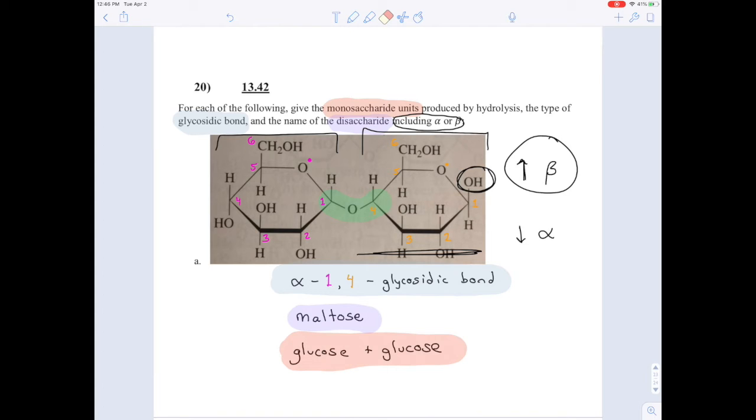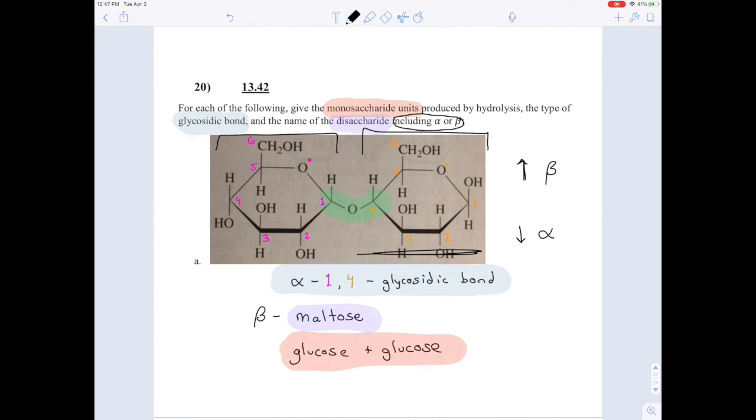Now it's the glycosidic bond that tells you what you have, so whether this oxygen here that we circled is going up or down, it's maltose. But if it's going up, then it's beta maltose, and if that were going down, it would be alpha maltose.